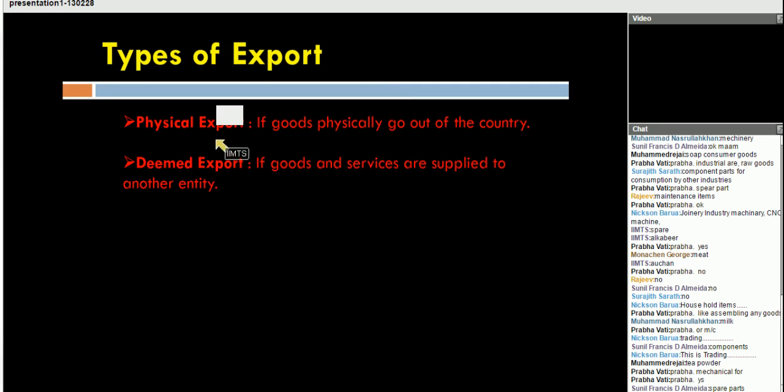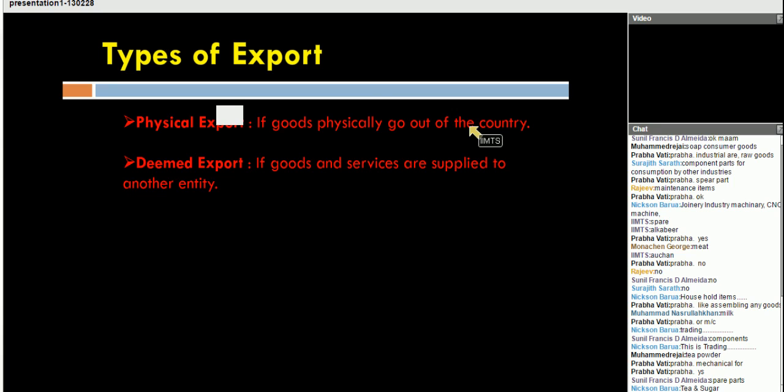Now types of exports. One is physical, like if goods physically go out of the country, the things which we can include in the balance of trade. And deemed exports are those which are supplied to another entity. It includes the non-visible items like interest on investments, rent on investment done in a property in a foreign country. Those are all items of an invisible nature and they form a part of the balance of payment of the country. Okay.